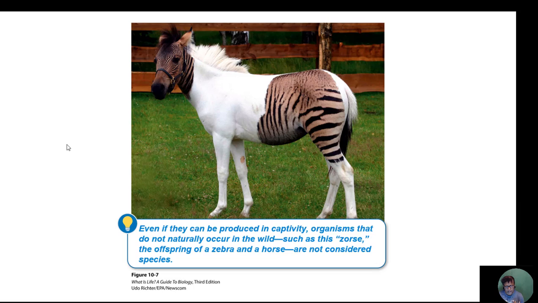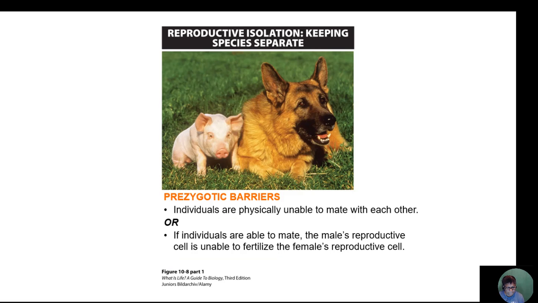That is your definition of a species. So when we look at this organism, which we call a zorse, this is half zebra, half horse. Even though we can produce them in captivity, organisms that are not naturally occurring in the wild, such as this offspring of a zebra and a horse, they are not considered a species because we created them. A horse and a zebra are not going to naturally breed in the wild. Okay, so not considered a species.